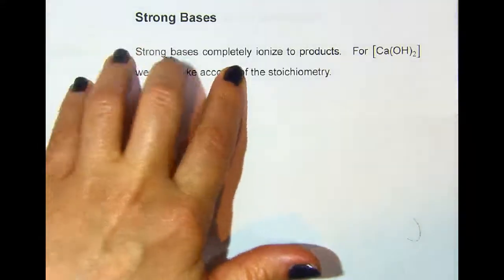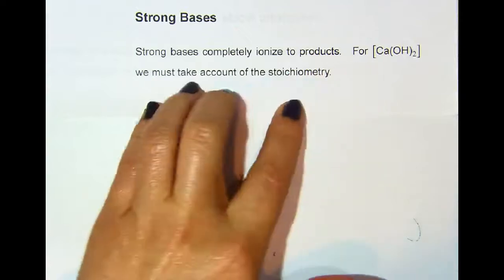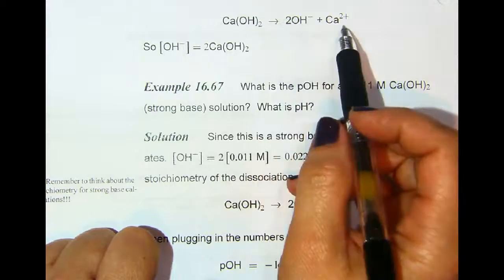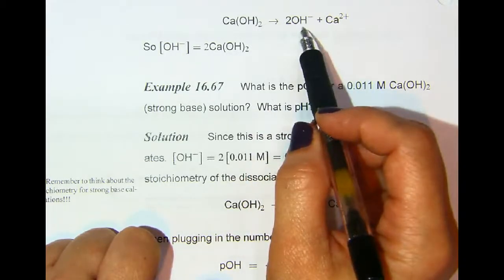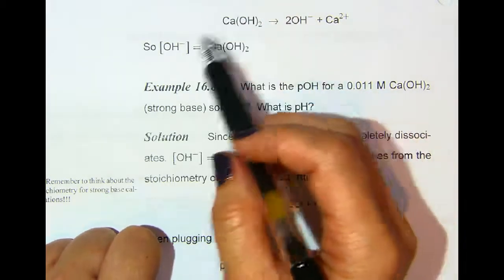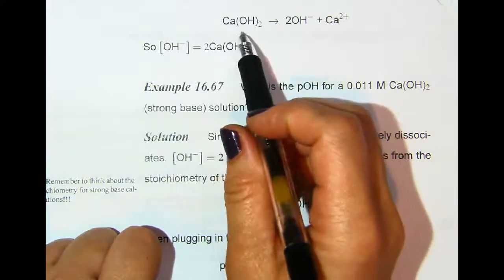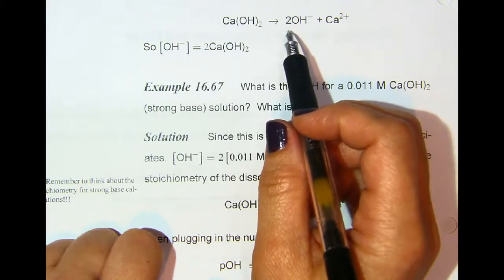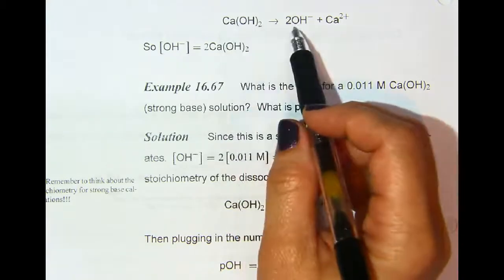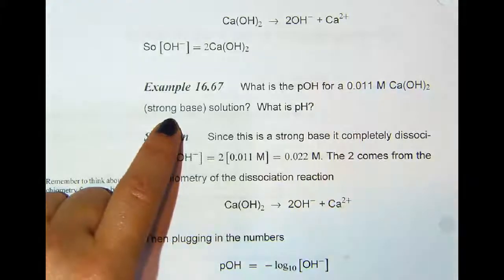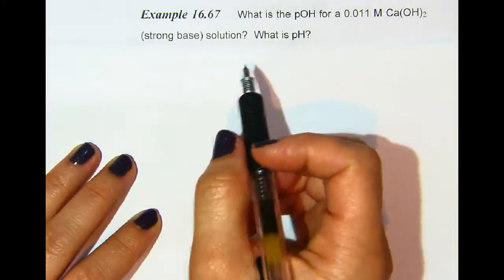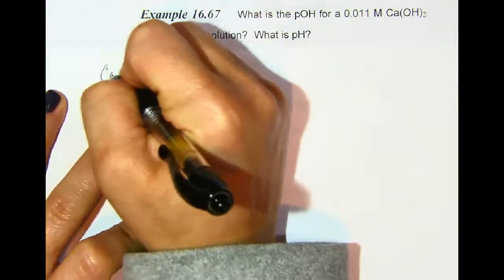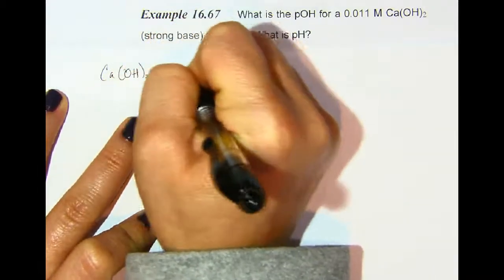Strong bases will completely ionize to products, so for calcium hydroxide we have to take into account its stoichiometry. When it ionizes, we get 1 calcium ion and 2 hydroxide ions, so we have a 1-to-2 ratio. So that means we have to do the stoichiometry to figure out the concentration of our hydroxide, which is essentially going to be the concentration of calcium hydroxide times 2. So example 16.67. What is the pOH for a 0.011 molar calcium hydroxide strong base solution, and then what is the pH?